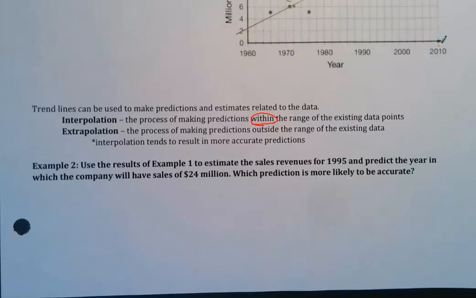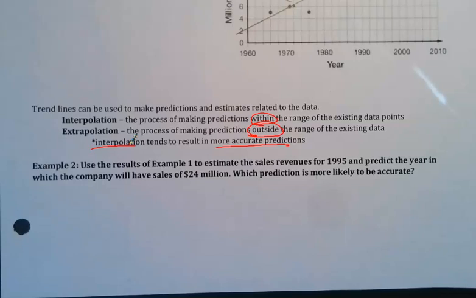Extrapolation is the process of making predictions outside the range of existing data. So if I ask you about 2015 or 2020, it's outside the range of the data. So I think it's pretty natural to think that interpolation tends to result in more accurate predictions, right? Because it's the information inside the data that you're drawing from. You don't know what's happening from there.